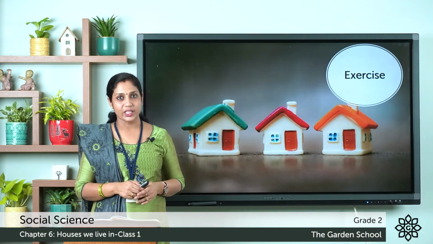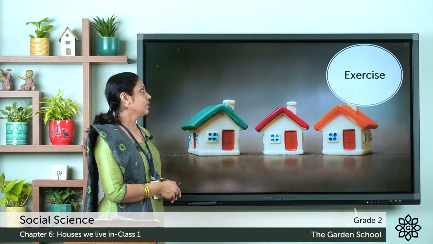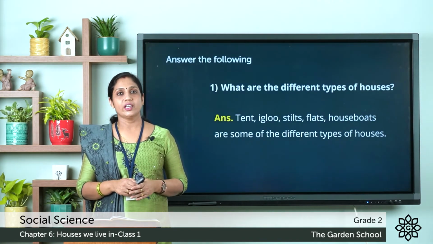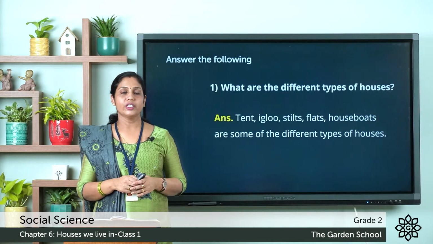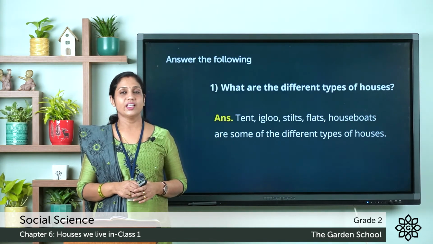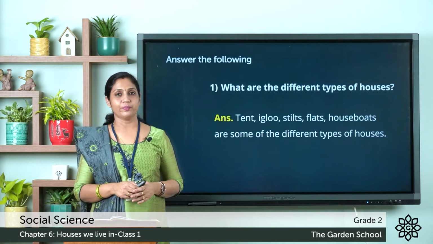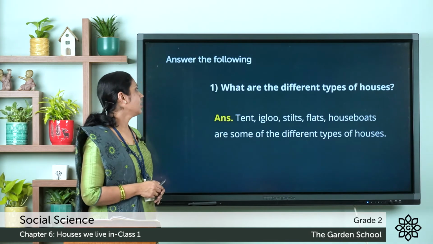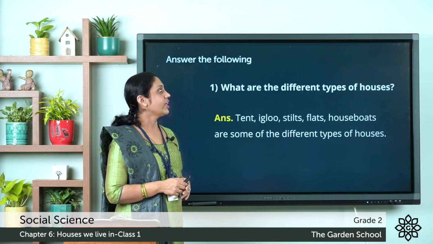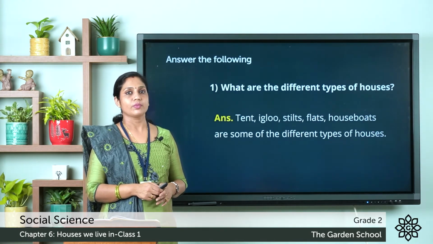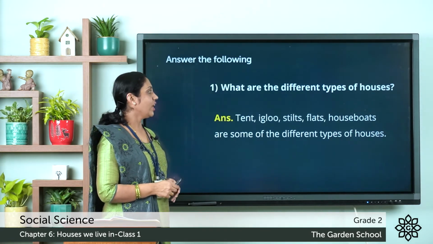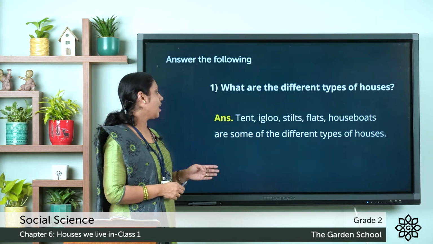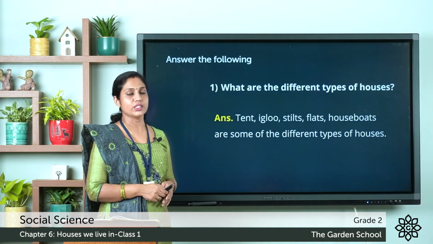Next, let's move on to the exercise part. First, we have the question answers. You can write them down in your notebook. So take your notebook, write today's date and the heading Houses We Live In. Now write question number 1. What are the different types of houses? And the answer: tent, igloo, stilts, flats, houseboats are some of the different types of houses.